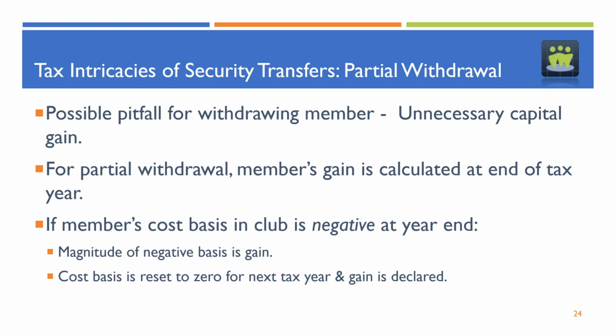They can increase their contributions, so they bring the negative to zero. But if the member's cost basis is negative at the end of the year, the magnitude of that negative balance is a capital gain, and they have to declare that gain, and the cost basis is reset to zero for the next tax year. For investment partnerships, a negative cost basis cannot cross tax years. It has to be reset to zero, and that is automatically done by the allocation of income process in my iClub.